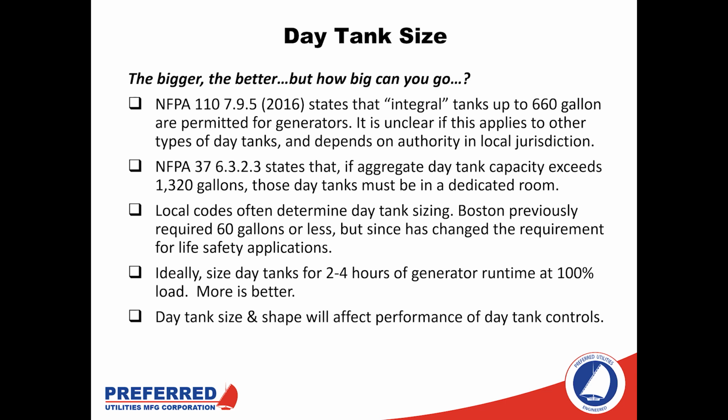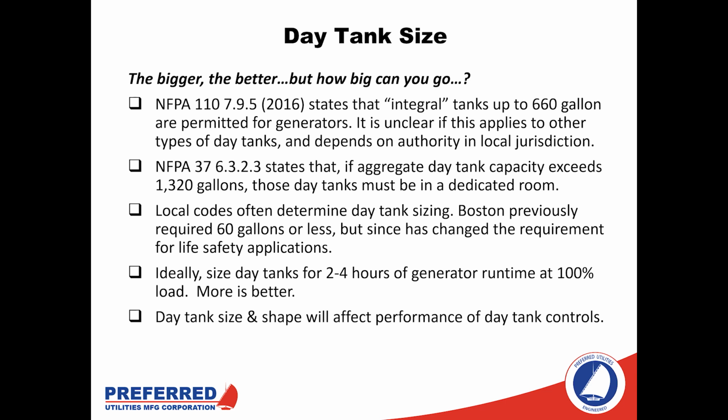If there's a failure in the transfer system or problem with the piping and valving, etc., in the rest of the system, this is the amount of fuel that the generator has immediate access to. So we want to give ourselves some time if there's a problem with the system and power is down to be able to address that problem. And ideally for life safety or mission critical applications, we're going to be looking at 2 to 4 hours of generator runtime from that day tank. Now obviously more is better, but we're limited typically by local codes on how large that can go.